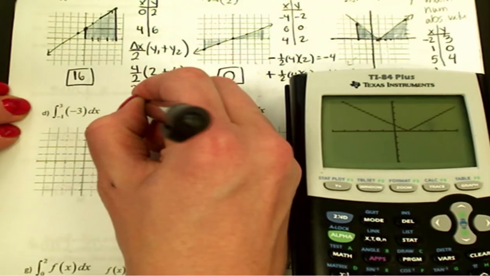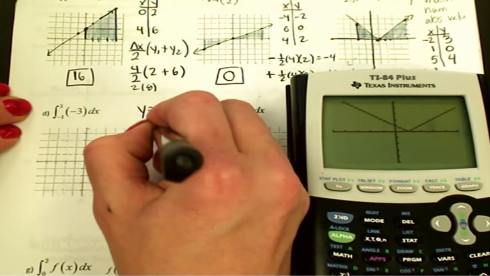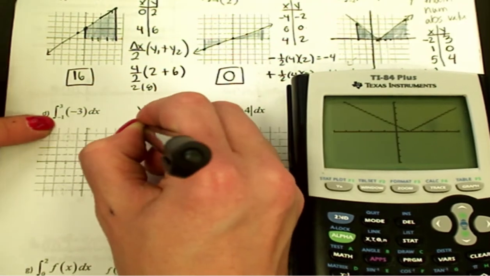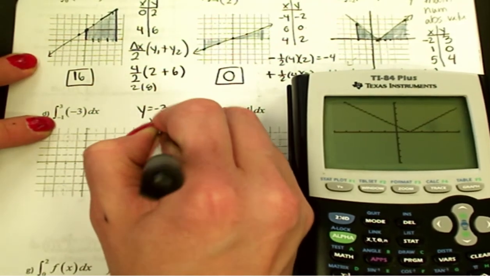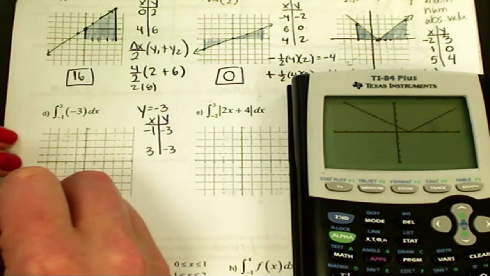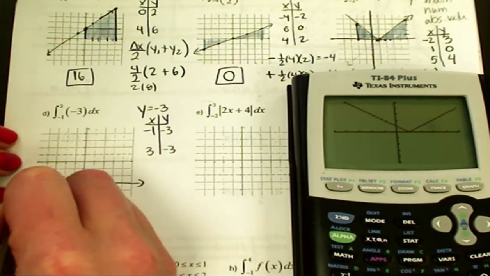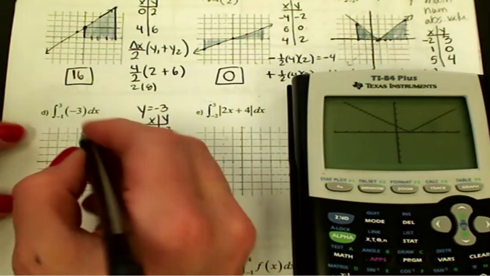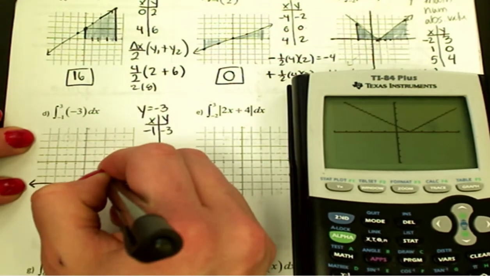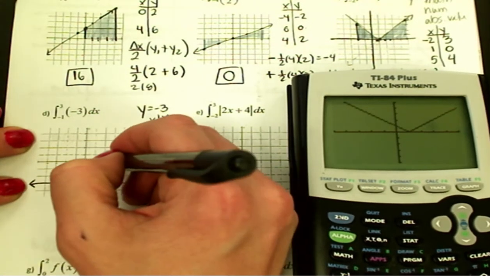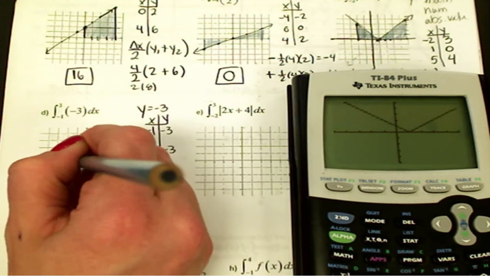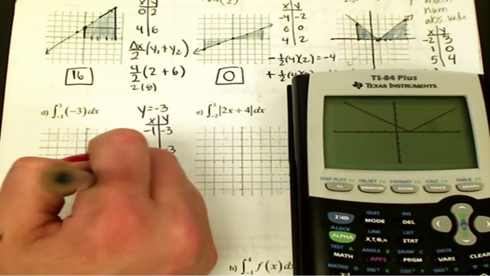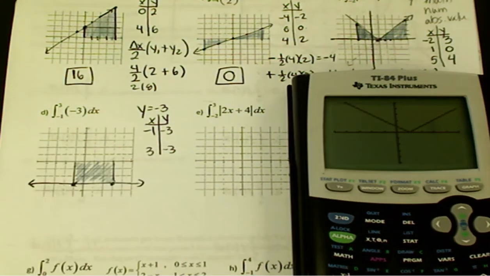So this is y equals -3. And so from -1 to 3, it's just a horizontal line, okay? And it goes from this point, -1, 3, all the way up to this point, which ends up being a rectangle. Now, if I look at that shape, right, that area is below the axes. That means that it's negative because of the sign area, right and down.